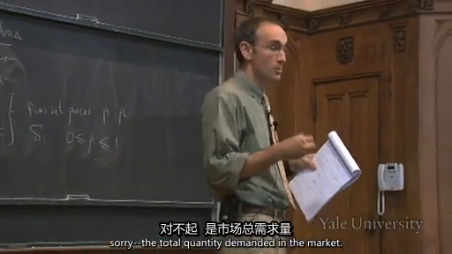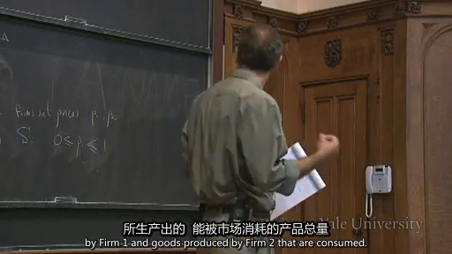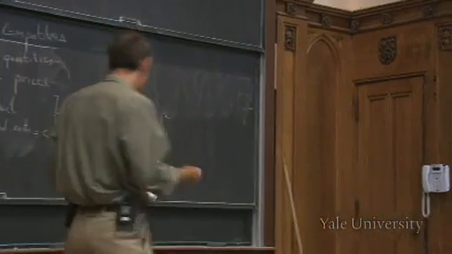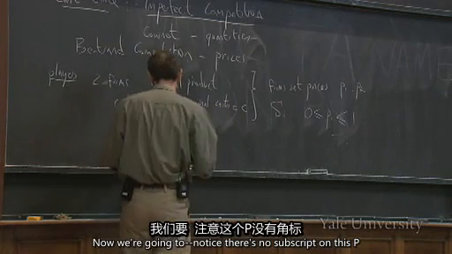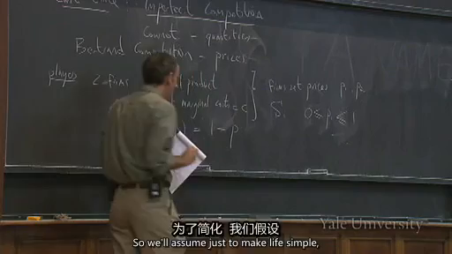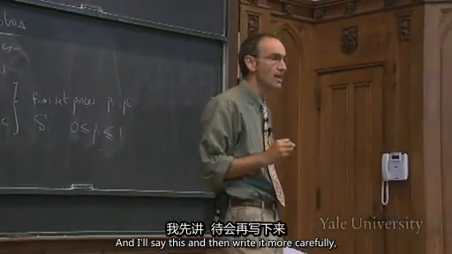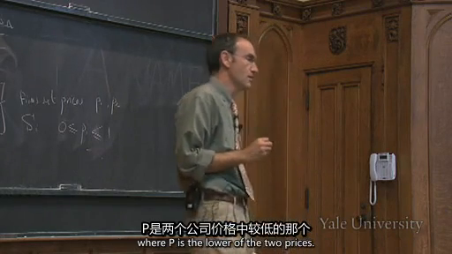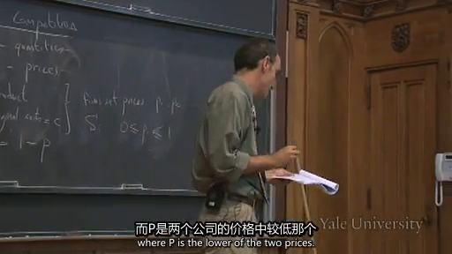So this will be the total quantity of goods produced by firm 1 and goods produced by firm 2 that are consumed. So this is the total quantity of Coke plus Pepsi. We're going to notice there's no subscript on this P, and you'll see why in a second. So we'll assume, just to make life simple, that the total quantity produced is 1 minus P, where P is the lower of the two prices.